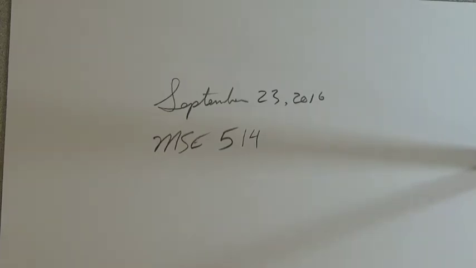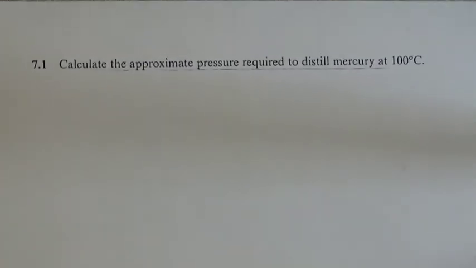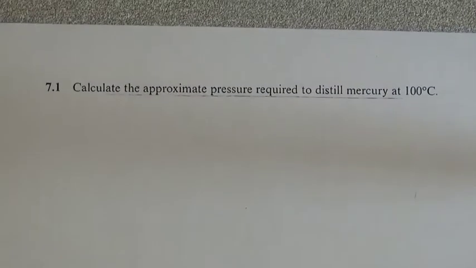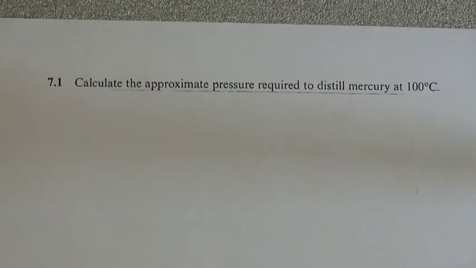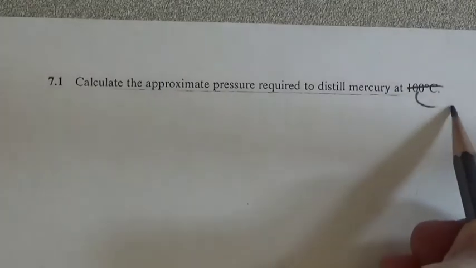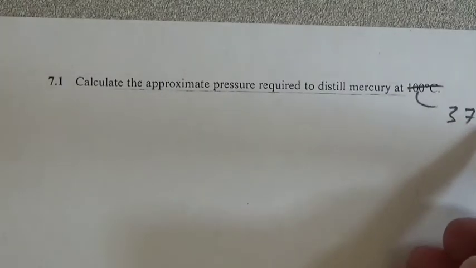These are coming from Chapter 7 of Gaskell. Okay, let's start with problem 7.1. Problem 7.1 reads, calculate the approximate pressure required to distill mercury at 100 degrees C, which is 373 K.